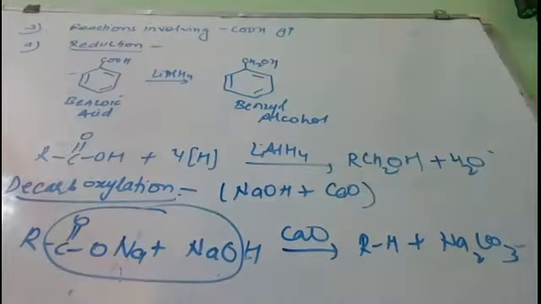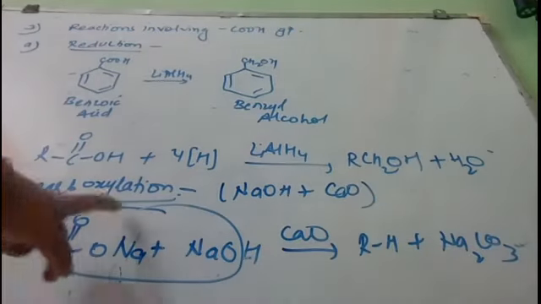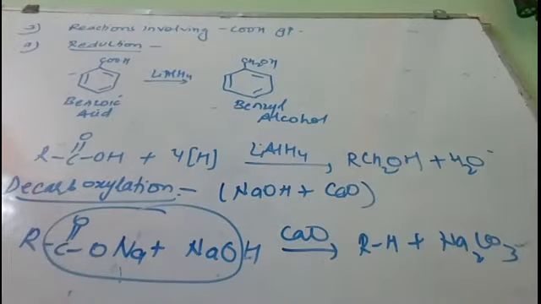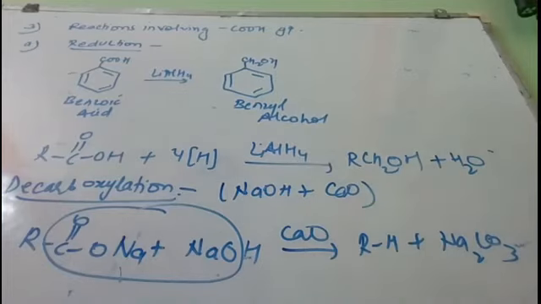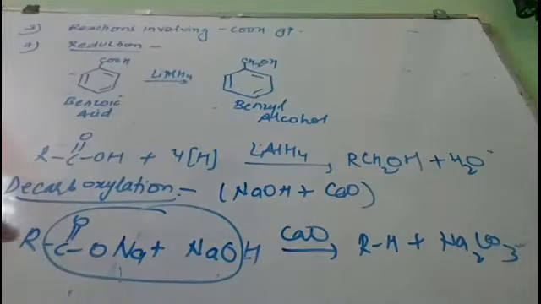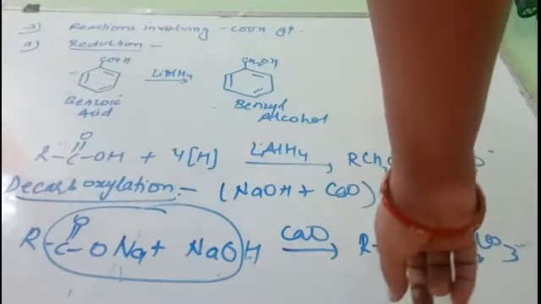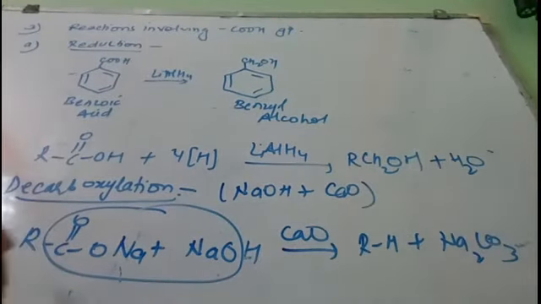So this Na2CO3 is released and RH is formed. In this reaction, this carboxyl group is removed. Therefore, it is known as decarboxylation. And here, in the product, one carbon is reduced. The product will contain one carbon lesser than that of the carboxylic acid. So, this is a very good method to reduce the carbon chain.